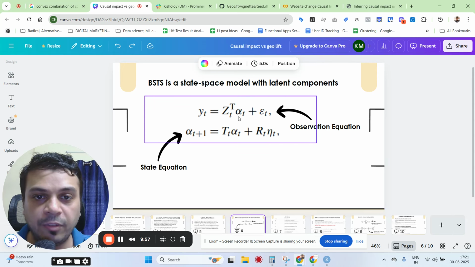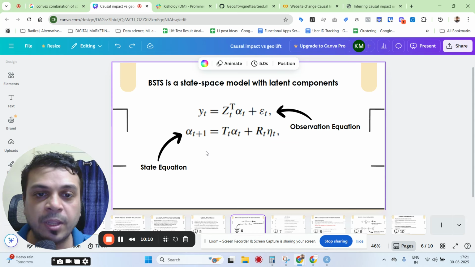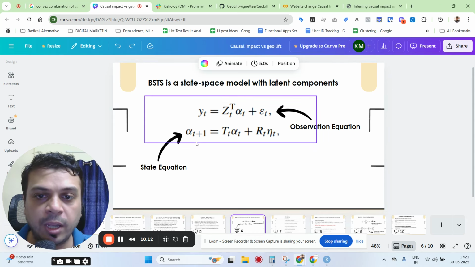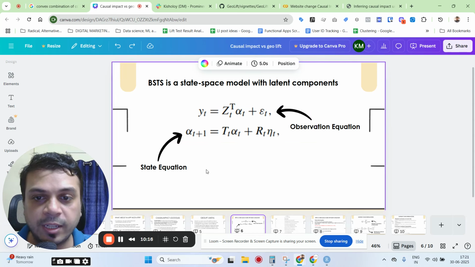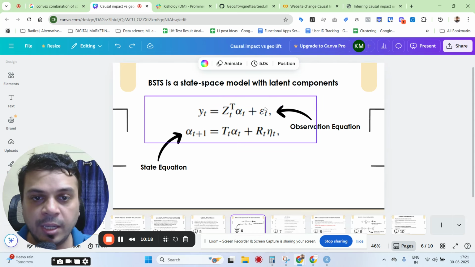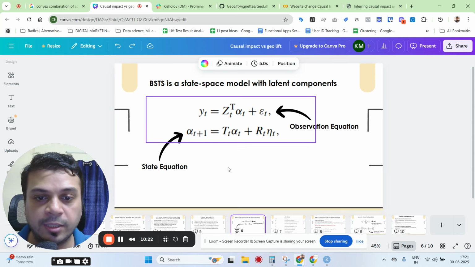So Z, and then there is alpha. Z basically is your set of outputs, and that is going to be used for getting your YT. And you also have epsilon here. So I'm just trying to simplify it for you. And the alpha here, as you can see, has been defined by the second one. So that's your state equation. So these are the things that are changing over time. And you also have a ZT here.